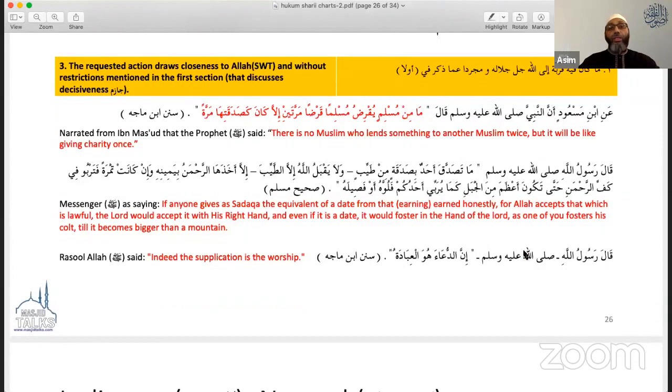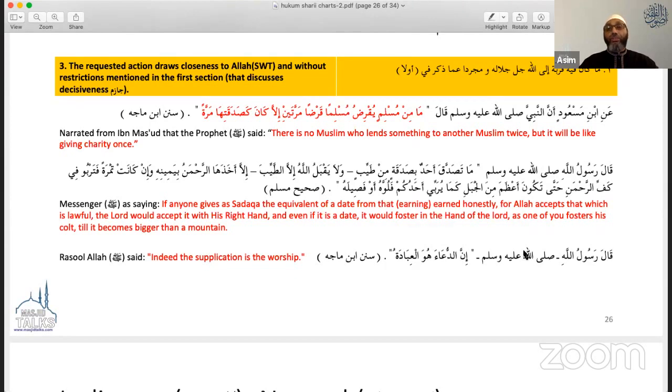Similarly, Rasulullah sallallahu alaihi wasallam has mentioned about the sadaqah, that if anyone gives a sadaqah even if it's as small as a date, and he earned it honestly, because Allah Azza wa Jal only accepts something which is tayyib.